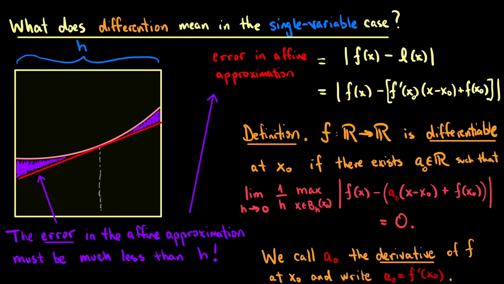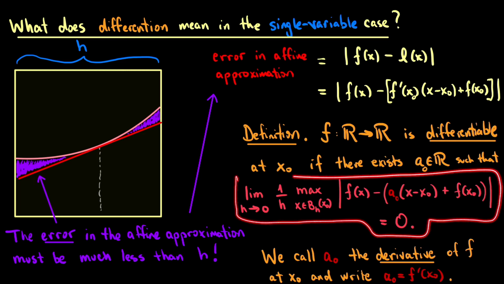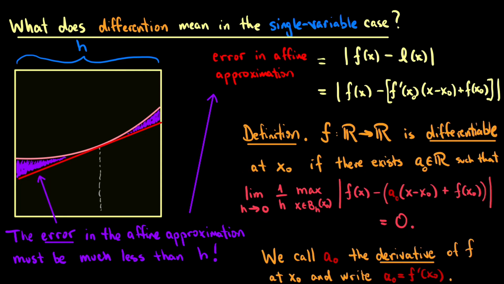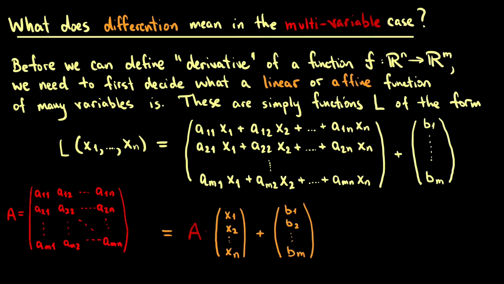Okay. So now, the reason that I use this definition, which is less standard, although equivalent, is because it generalizes to the case of many variables very easily. So let's discuss what differentiation means in the multivariable case. And before we can get into this, because I'm going to generalize the definition of the single variable case that I just gave, we need to discuss what a linear or affine function even is in multivariables.